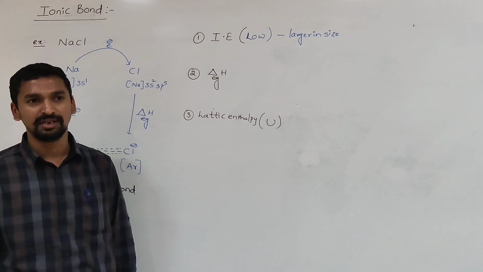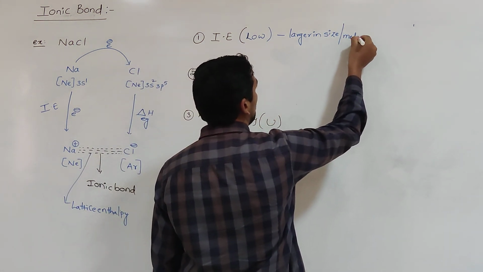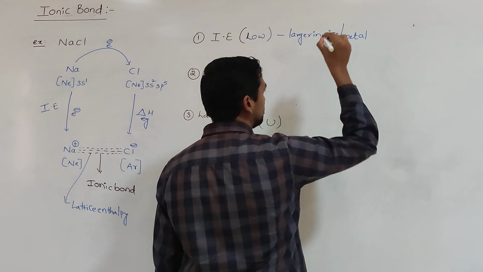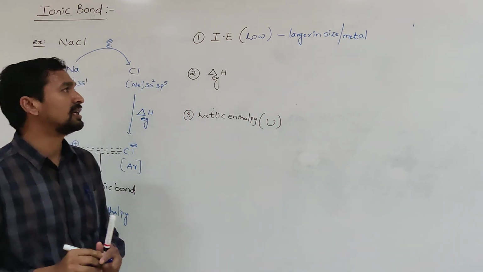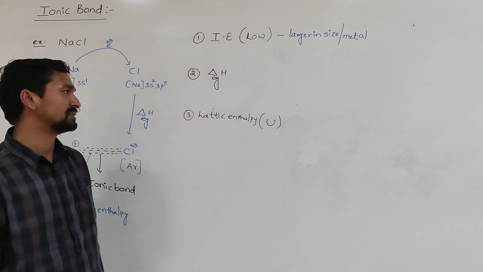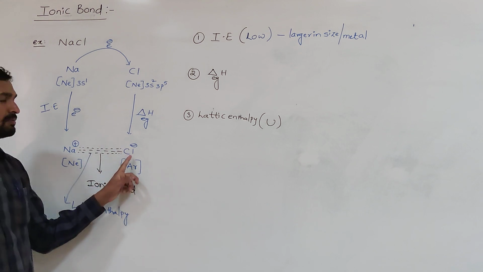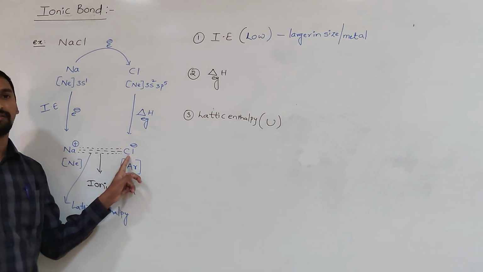Alkali metals are always larger in size. That's why alkali metals are always ready to lose the electron. They are always ready to form the cation because most of the time they have low ionization enthalpies. The second one: for the formation of an ionic bond, first the formation of an anion needs to take place.